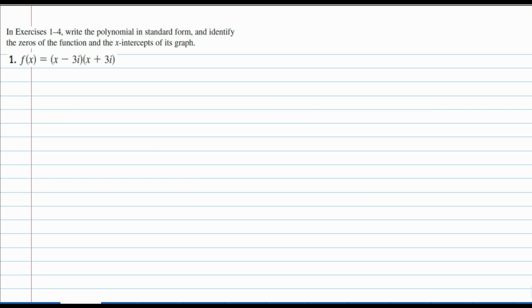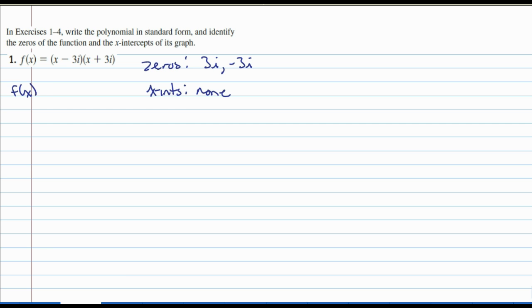The now try problem for example 1 is number 1. Write the polynomial in standard form, identify the zeros of the function and the x-intercepts of its graph. So before I put it into standard form, I'm going to identify the zeros. The zeros of this function are positive 3i, because 3i minus 3i would be 0, and then negative 3i, because negative 3i plus 3i would be 0. Now both of those are imaginary. I don't have any real zeros, so there should be no x-intercepts.